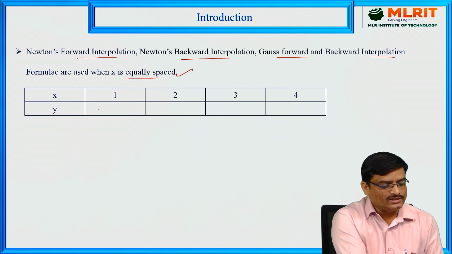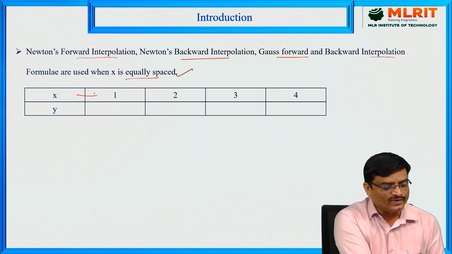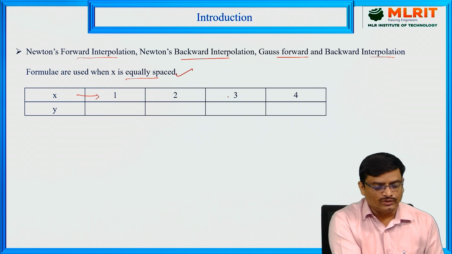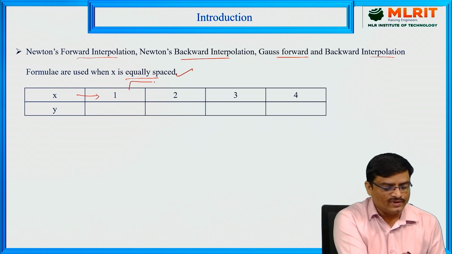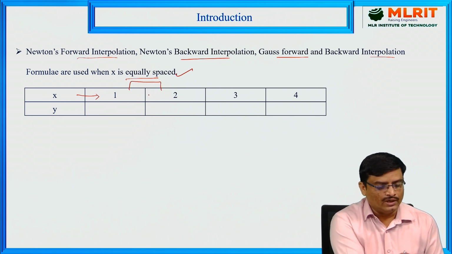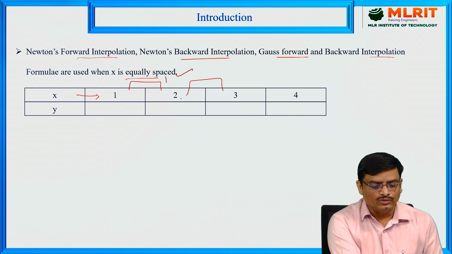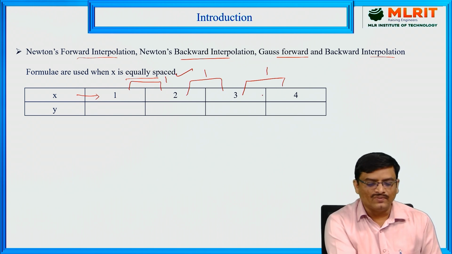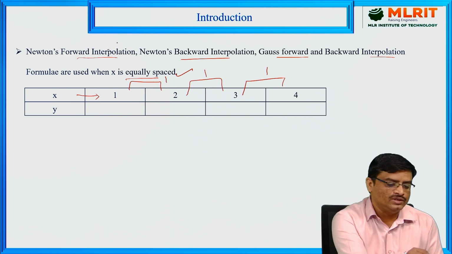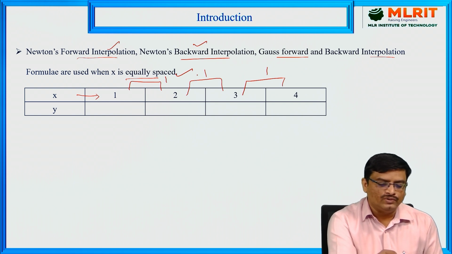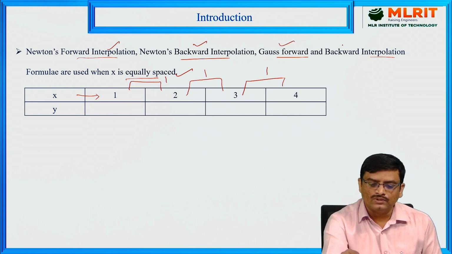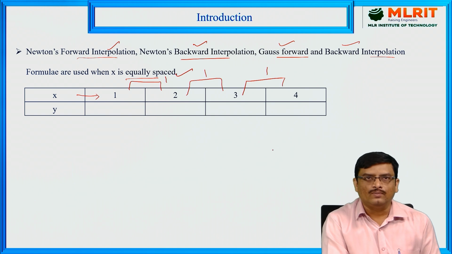So this is one example here. These are the values of x we have taken: 1, 2, 3, 4. Now you take the difference between 1 and 2, the difference is 1. Next, 2 and 3, the difference is 1. Next, 3 and 4, the difference is 1. So whenever we have a common difference between the values of x, then you can use Newton's forward, Newton's backward, Gauss forward and Gauss backward interpolation formulas.